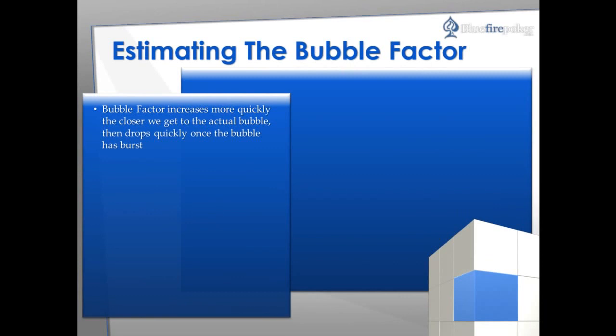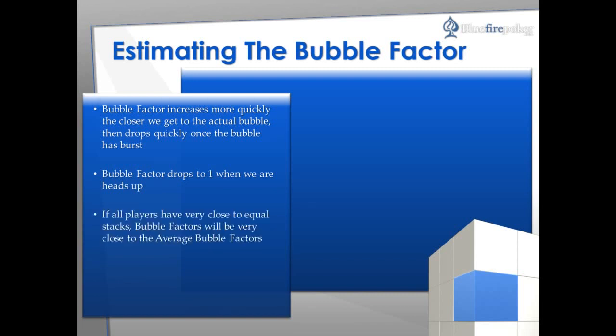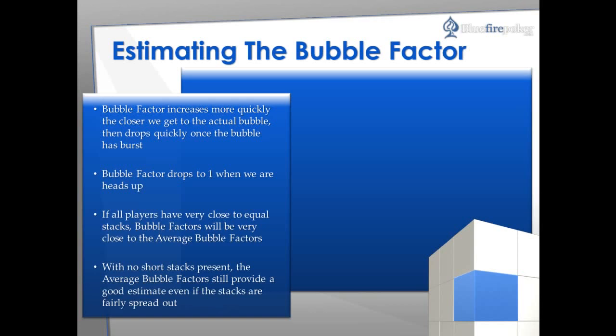So a few more patterns that we can pick out that can really help us start to estimate our bubble factor. Number one is the fact that the bubble factor increases more dramatically the closer we get to the actual bubble, and then it drops off quickly once the bubble has burst. And we saw that in graphical format a few slides ago. Also, the bubble factor drops to 1 when we are heads up. If all players at the table have very close to equal stacks, the bubble factors for all the players will be very close to what the average bubble factor would be. And with no short stacks present at the table, the average bubble factors still give you a fairly good estimate, even if the stacks are spread out and not completely equal.